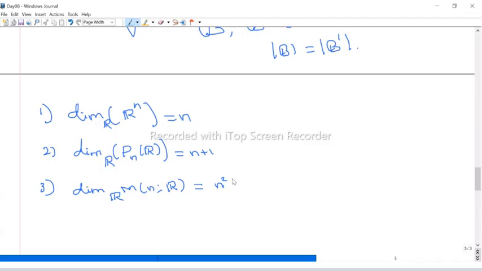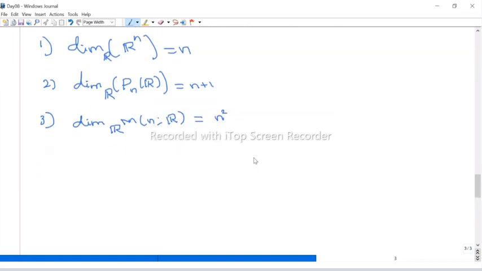How many entries are there in an n by n matrix? There are n square entries. Therefore the dimension is n square. So these three vector spaces are very important, and the dimensions are also very important. Similarly, you can define C to the power n, the set of all n-tuples over complex numbers. C to the power n over C is a vector space of dimension n. But if you consider it over R, the dimension is 2n. Anyway, we will discuss that later. These three vector spaces are very important, and the dimensions are n, n plus 1, and n square.